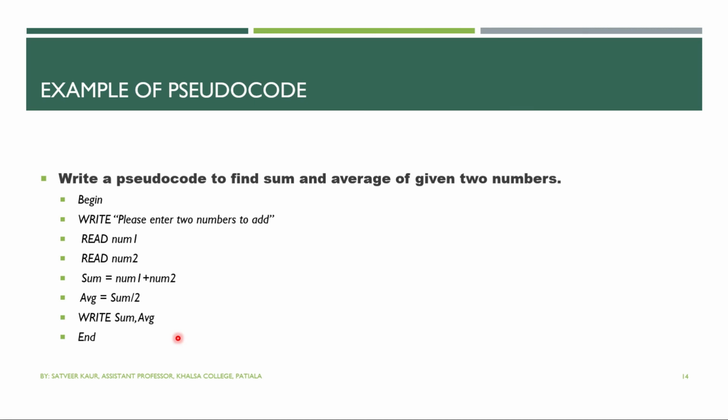Example of pseudocode. Write a pseudocode to find sum and average of given two numbers. How will we write it? Begin. Write: please enter two numbers to add. Then read number1, read number2, and sum equals number1 plus number2, and then average equals sum divided by 2. Write sum comma average and end.